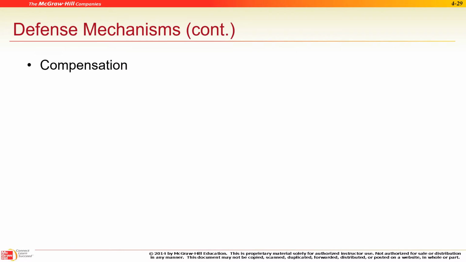So here's a couple of defense mechanisms. Compensation. This is the classic case. If a guy is really short, then to compensate for that, he gets a big old truck or a sports car to compensate for being short. Denial. Basically, you pretend the issue doesn't exist.